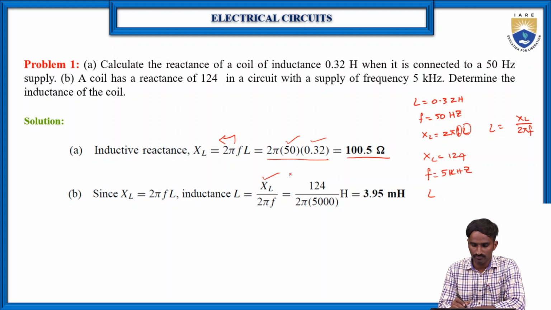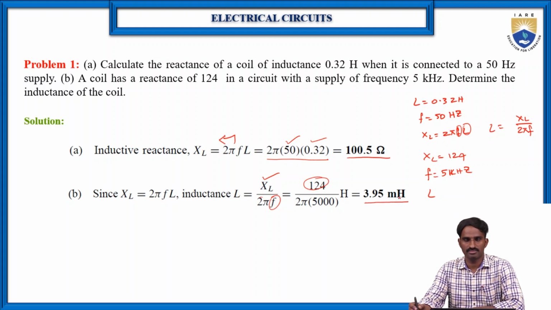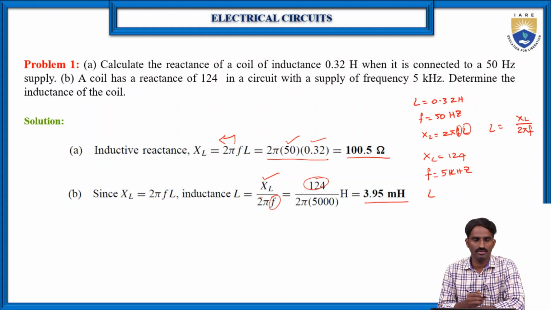You substitute the value of XL, which is equal to 124, and 2 pi into F, where F is 5 kHz, which means 5 into 10 to the power of 3. If you simplify this, then you will get the inductance of that coil as 3.95 millihenries. So this is how we can calculate the variables. It is simple; we applied this in the case of pure inductance.